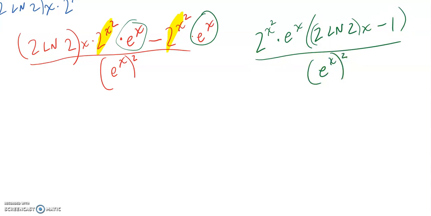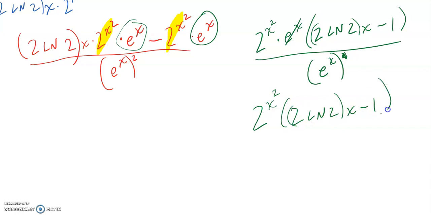Now, guess what? e to the x squared is e to the x times e to the x, and now that I've factored out the e to the x, one of those will cancel out. So, 2 to the x squared times 2 ln 2, which is just a number, times x minus 1, all over e to the x.